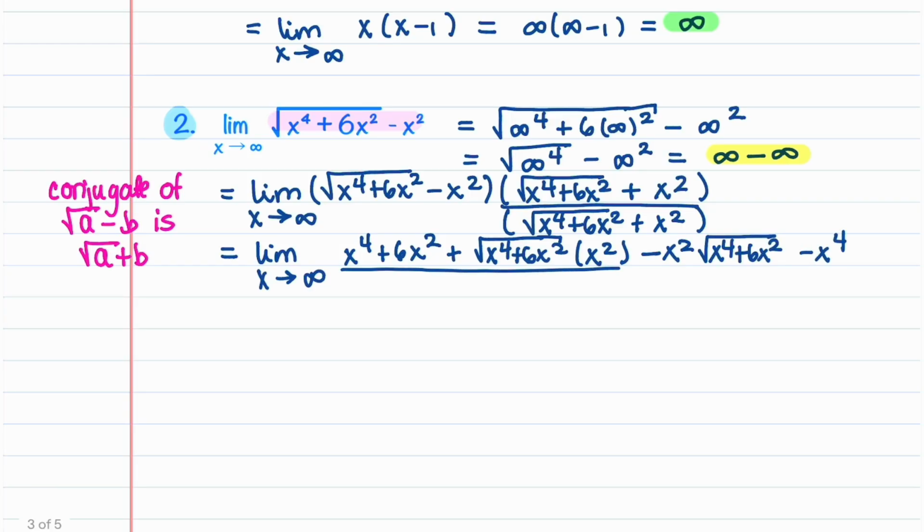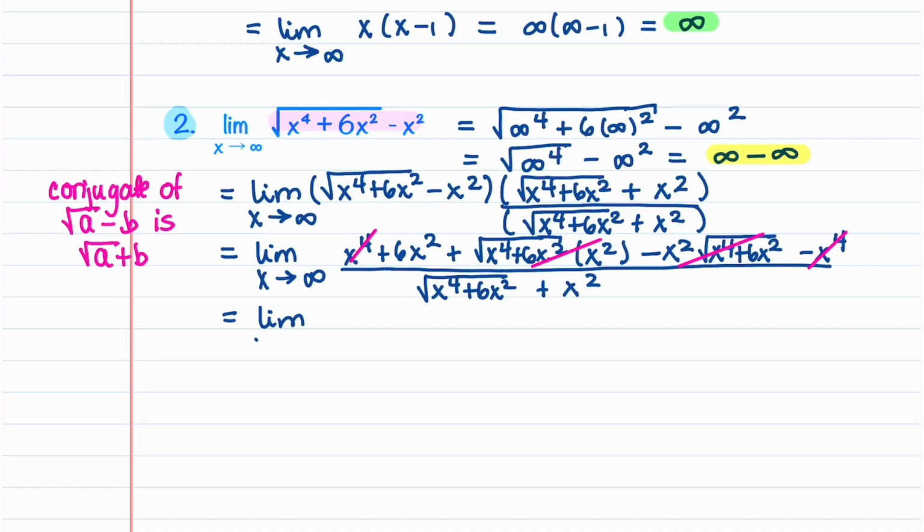Now we're going to divide all of this by the square root of x to the fourth plus 6x squared plus x squared. Now the nice thing about multiplying by a conjugate is that things cancel. Let's see what cancels. Our x to the fourth is going to cancel, and then this term is going to cancel with this term. We only have one term left on top. Let's write that down.